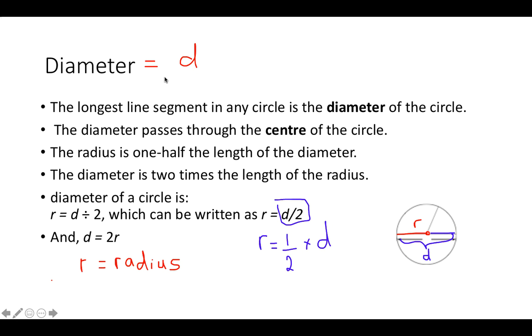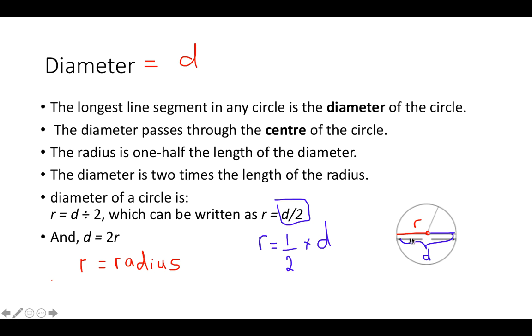Okay, then we have diameter. We will call diameter equals d, if we call it as a variable. So the diameter is the longest line segment in any circle because it passes through the center of the circle. So if you were to create as many lines in a circle, the longest one is called the diameter. So the diameter passes through the center of the circle.